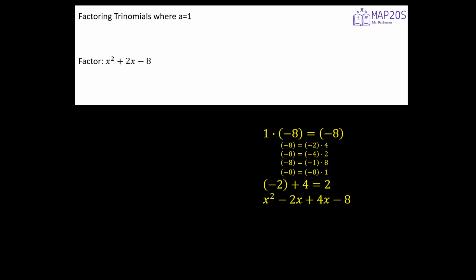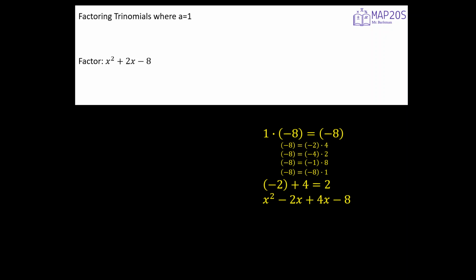Now we decompose. So we decompose our middle term, we take it apart. It goes from +2x to -2x and +4x, which add together to get +2x. And again, we can do this every single time. So our next step is to factor out a greatest common factor from our two terms.